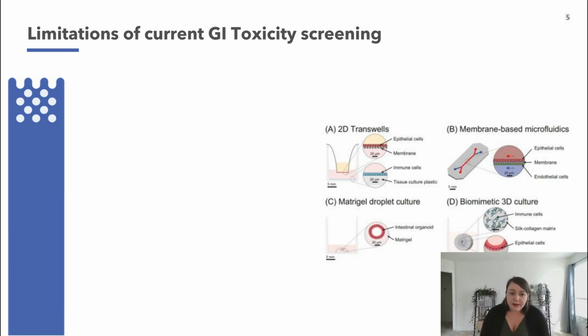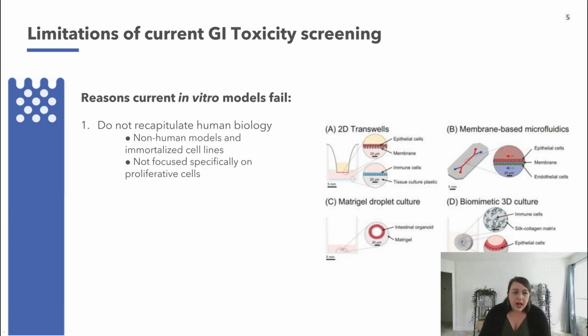In C, we have a traditional Matrigel droplet culture. So these are embedded in this Matrigel matrix, and these are quite easy to passage and used in a lot of labs. And finally, D is kind of like the Cadillac of in vitro models, where we have these advanced 3D cultures where we can add tubes and flow and different cell types to really mimic what we're seeing in vivo.